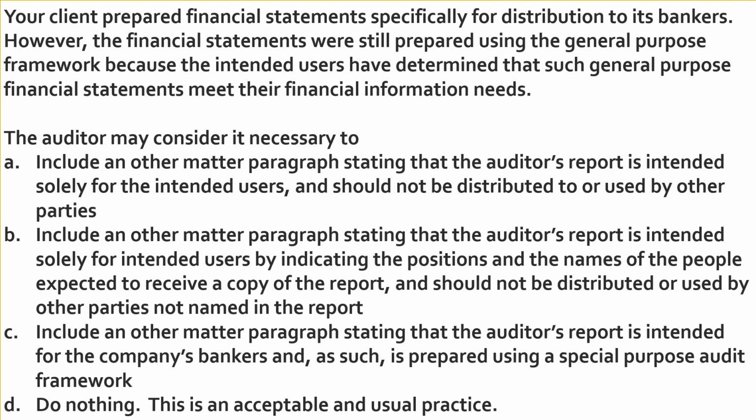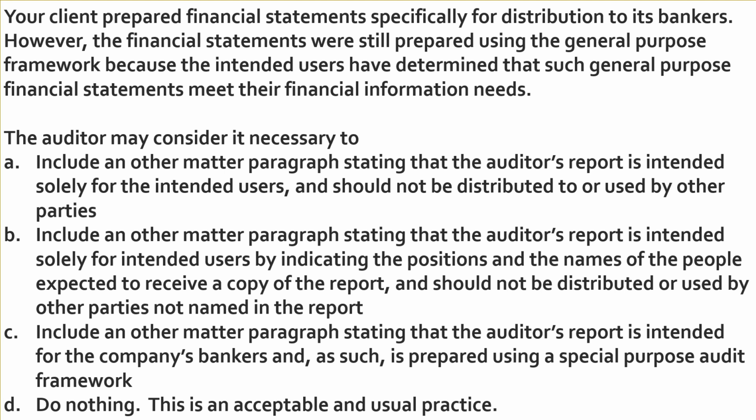In this case, the auditor may consider it necessary to, letter A, include an other matter paragraph stating that the auditor's report is intended solely for the intended users and should not be distributed to or used by other parties. Or letter B, include an other matter paragraph stating that the auditor's report is intended solely for intended users by indicating the positions and names of the people expected to receive a copy of the report and should not be distributed or used by other parties not named in the report. Comparing letter A to letter B, it would seem like letter B would have us include more details, particularly the names and positions of the people we expect to receive the report.